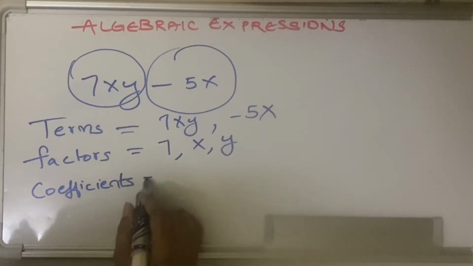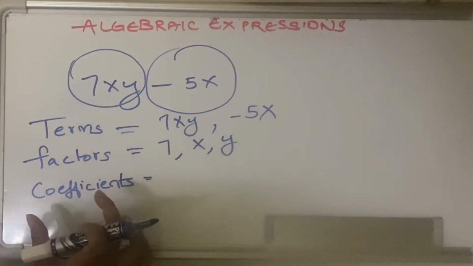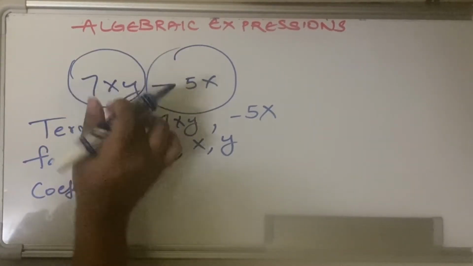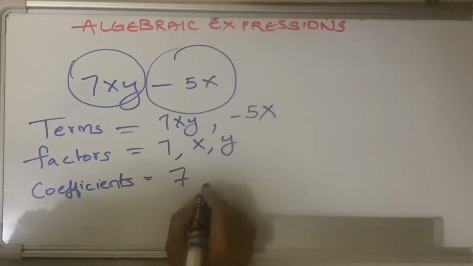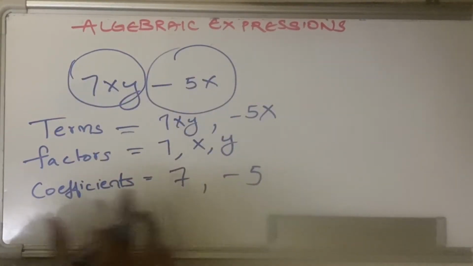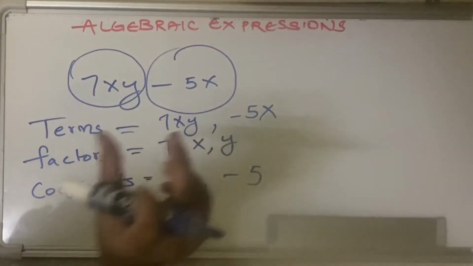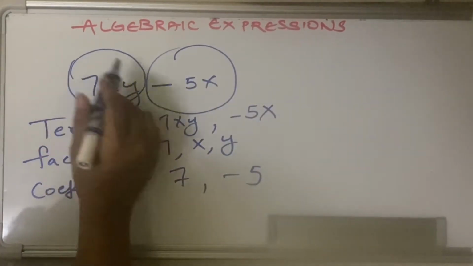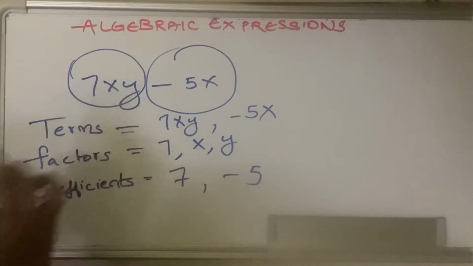Clear? Now when I come to coefficients, coefficients are the numerical values of your variable, or rather of your term. If you take 7xy, the coefficient will be 7. Whereas if you take minus 5x, the coefficient will be minus 5. So the numerical value of a term is called its coefficient. Clear? So if you have an expression, the first thing you need to understand is that expressions are made up of terms. Each of these is a term, a term is formed using factors, and coefficients are the numerical values of these terms.